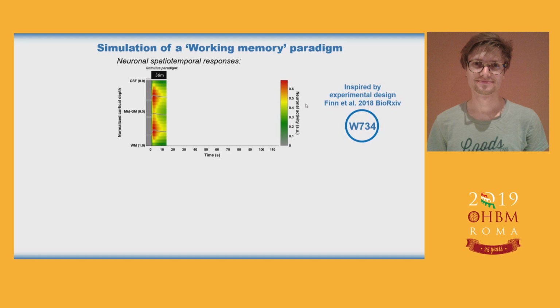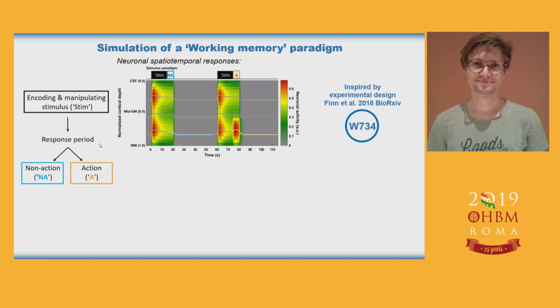And during this working memory paradigm, we basically assume that the neuronal responses are generated during a period of encoding and manipulation of stimulus, where we also assume that there is an adaptation of the response with time, and we also simulated that there is a spatial variability in the response across depths, assuming there are two peaks in the lower and upper depths.